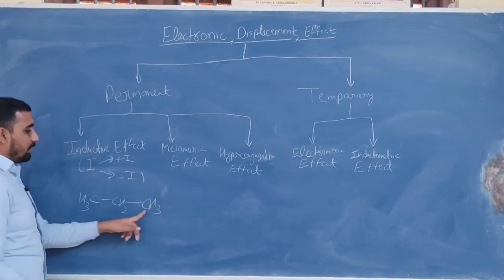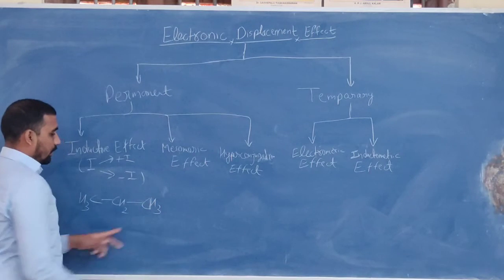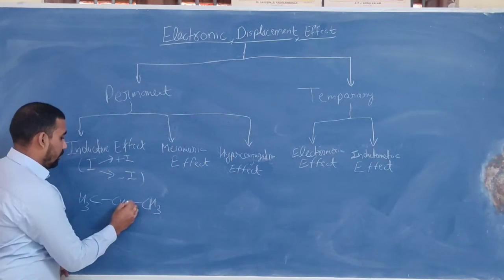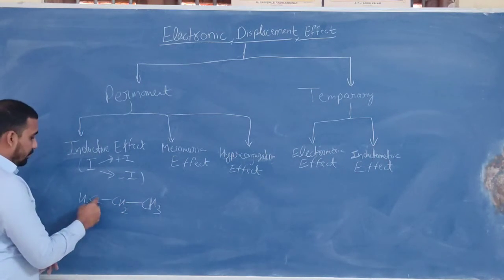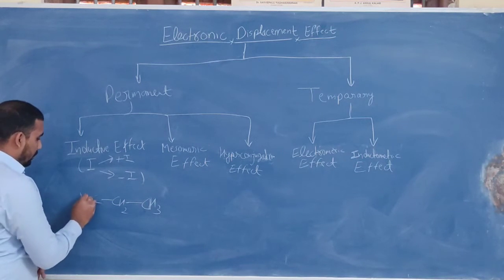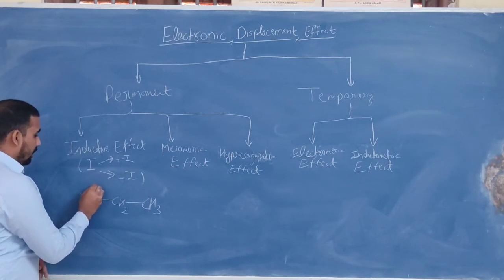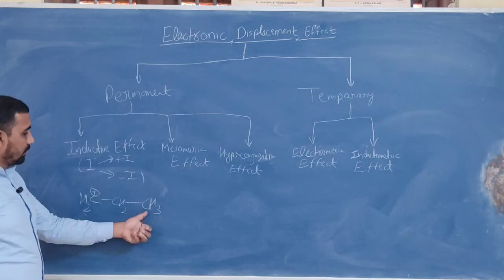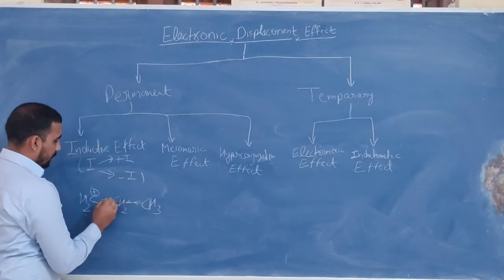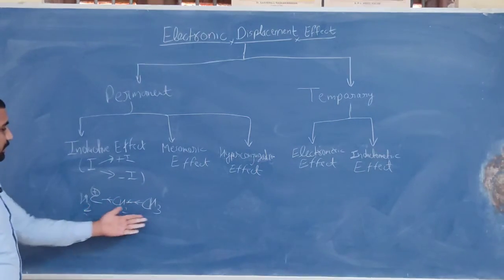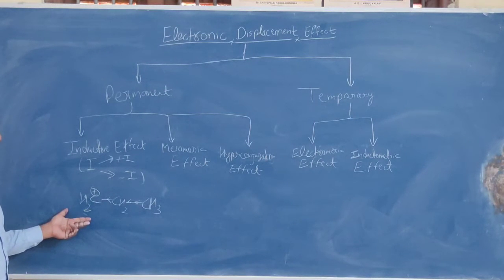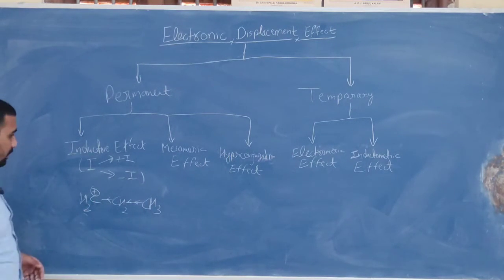Just focus on this methyl group. This carbon is not much electronegative. What happens if we have some electron deficient species here, let's say a carbocation? This CH3 group will push electrons toward this carbocation like this. It means plus I. This group is pushing electrons towards an electron deficient species. This effect is called plus I effect.